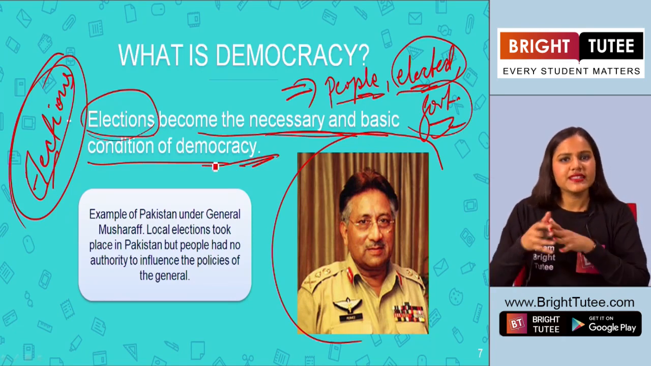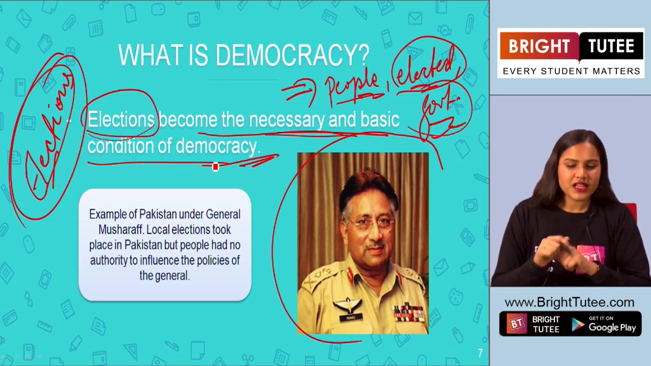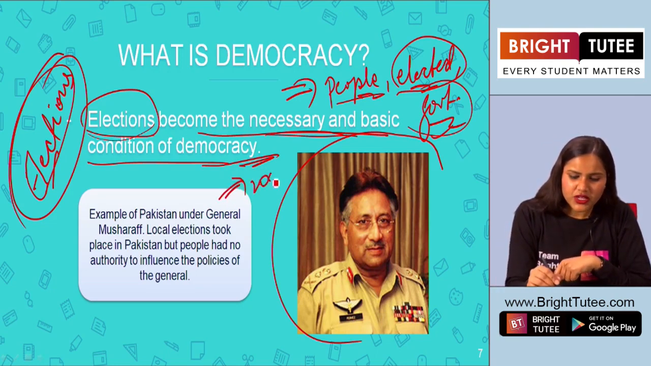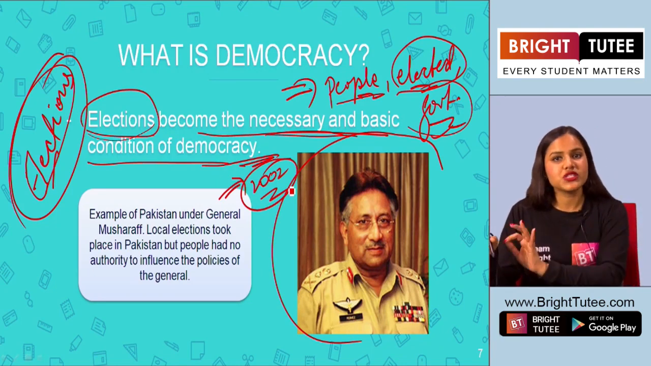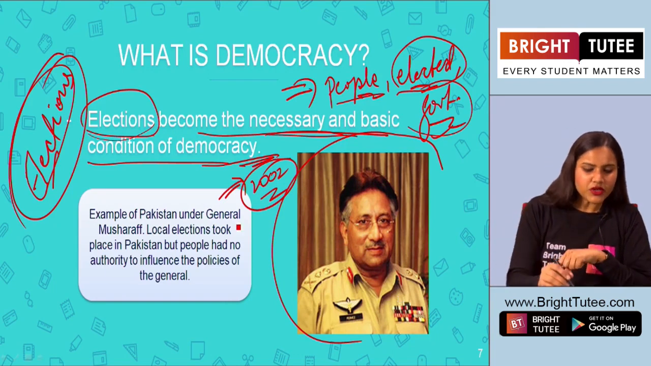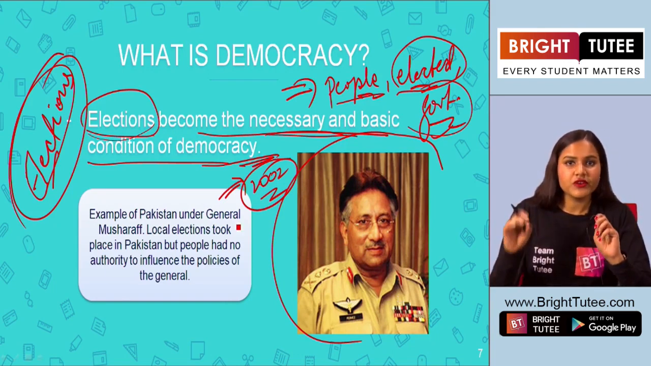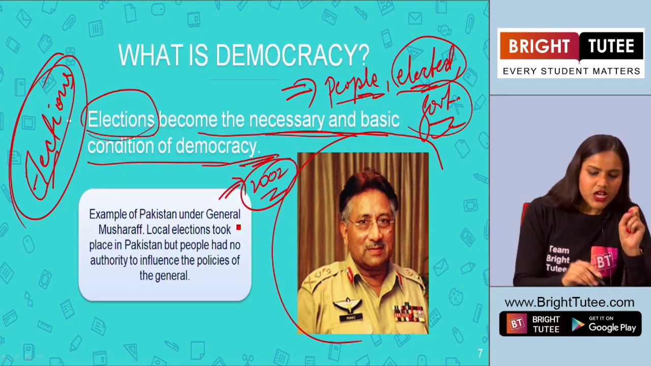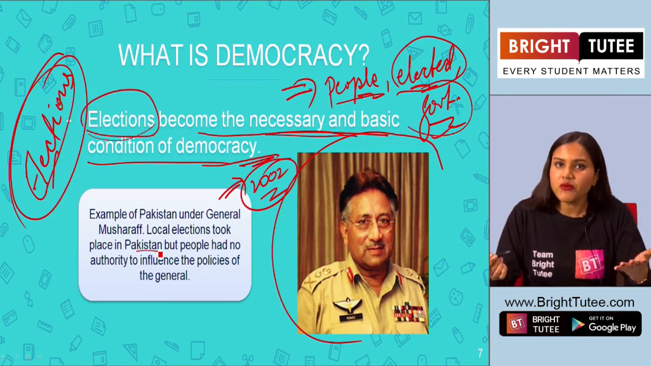But let's have an example here again of our neighboring country, that is Pakistan. Now when we are talking about Pakistan, students, I am referring to the year somewhere around 2002 when Pakistan was under the rule of General Musharraf. Okay. So here we see that when Pakistan was under General Musharraf, full name Pervez Musharraf, local elections took place in Pakistan. But here what are we seeing?